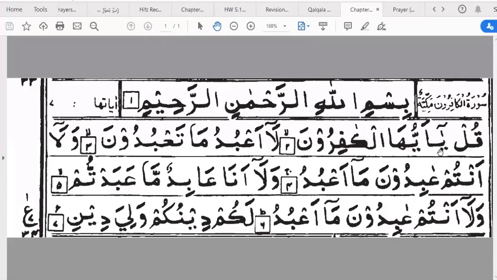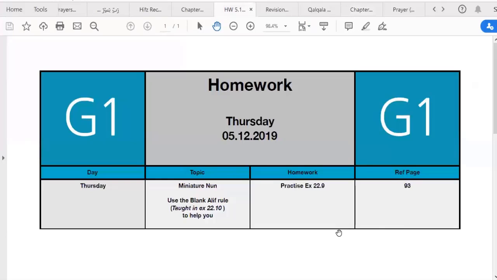Okay, now with that, we will go to our homework. So today's homework, you will need to look at the miniature noon and remember what comes after on the alif. So the miniature noon was called noon qutni, and you need to remember what comes after on the alif. Okay? If you have Hafiz Sahib's book, it's on page 93, or you can look on the YouTube video tomorrow, which should be uploaded tomorrow, and you can see this lesson again.